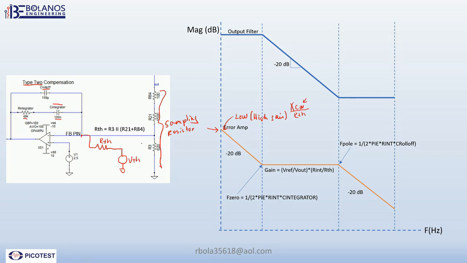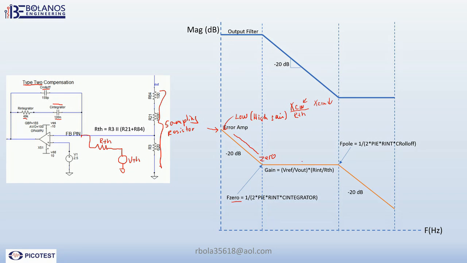But as the frequency goes up, XC gets smaller, so the gain starts to drop. It drops until the integrator resistor takes over. At that point you have a deflection upward. It goes up, and when it goes up, you have a zero. And here's the formula to calculate the position of that zero.